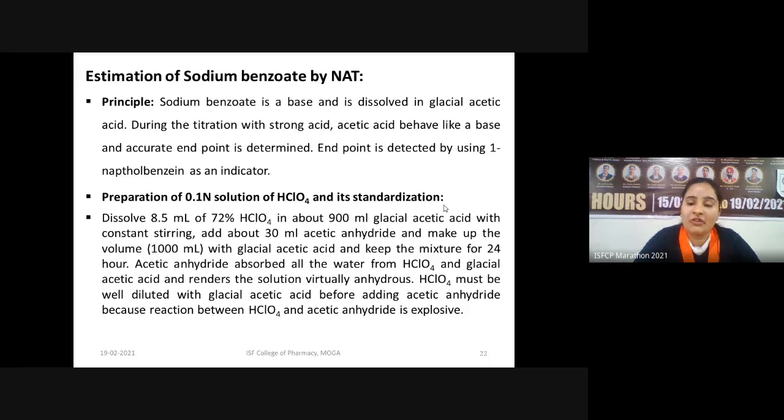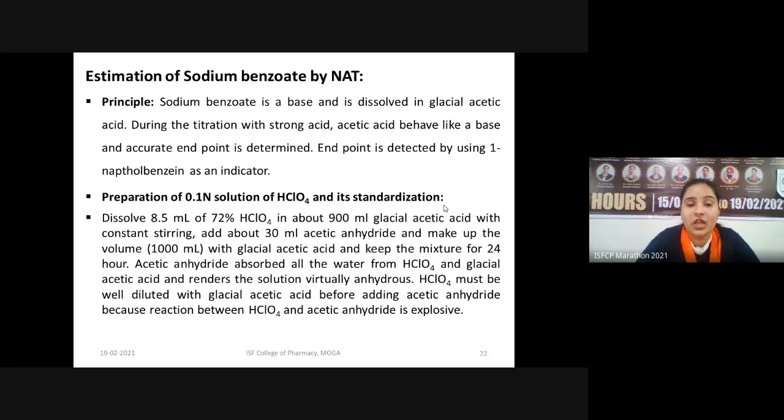After 24 hours, acetic anhydride has completely absorbed all the water from perchloric acid and glacial acetic acid and renders the solution virtually anhydrous. After 24 hours, it is approximately estimated that our solution is completely free from water and is in complete anhydrous form. Perchloric acid must be well diluted with glacial acetic acid before adding acetic anhydride, because the reaction between perchloric acid and acetic anhydride is also explosive.